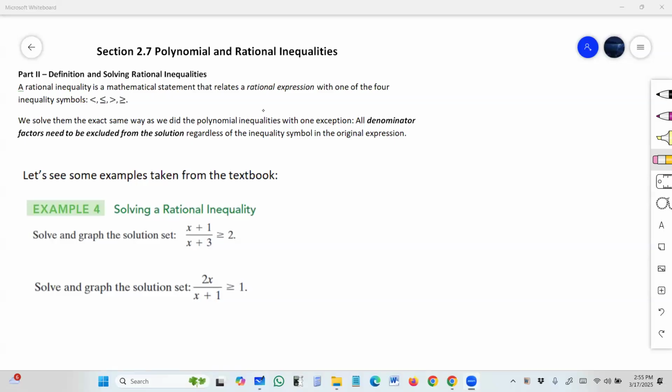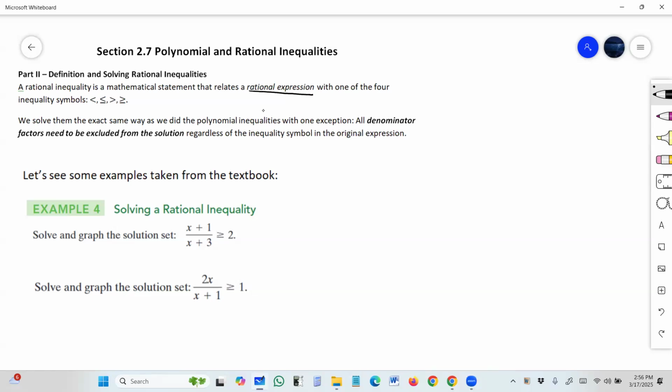Hi, hello everybody. So this is the video dealing with section 2.7, polynomial and rational inequalities. And this is the second part where we focus on solving rational inequalities. Now, in the previous video, we solved polynomial inequalities, and solving rational inequalities is almost identical to solving the polynomial inequality. So instead of a polynomial expression, we're going to have a rational expression.